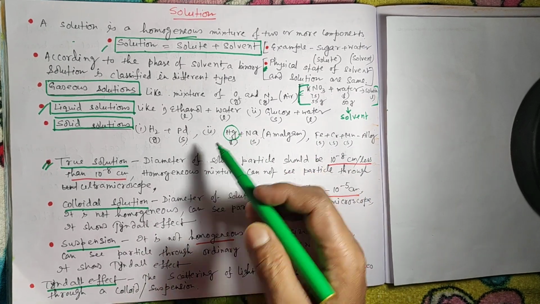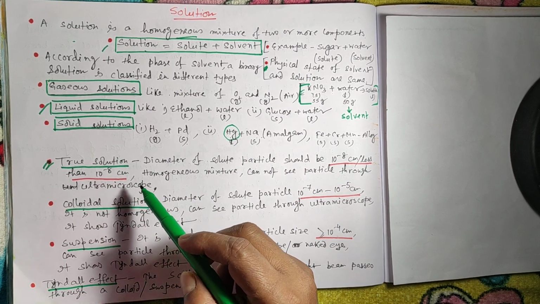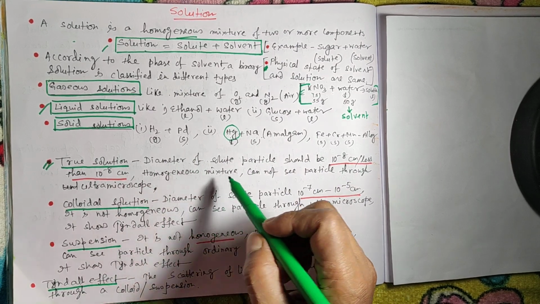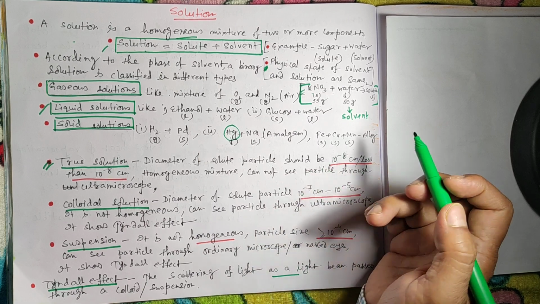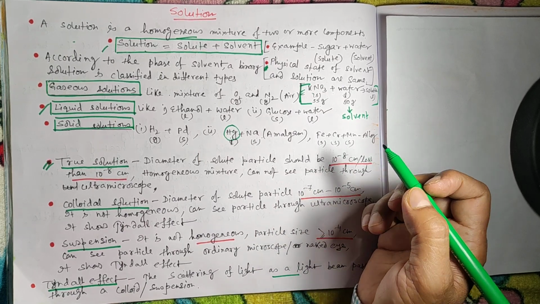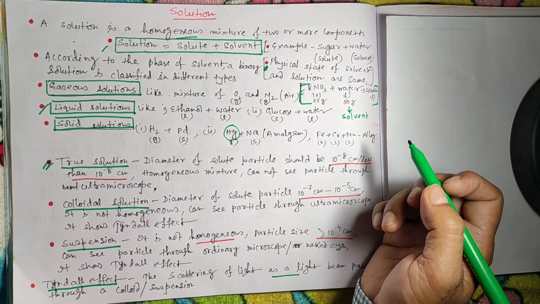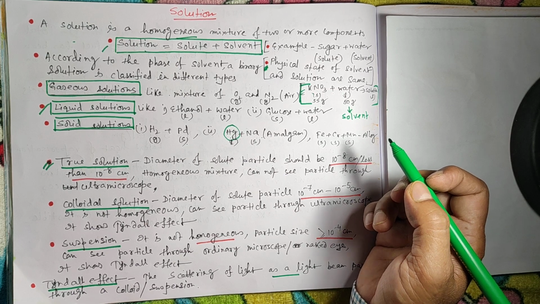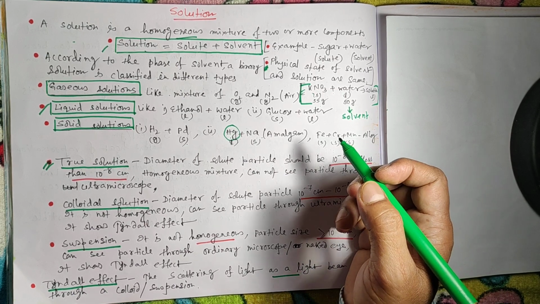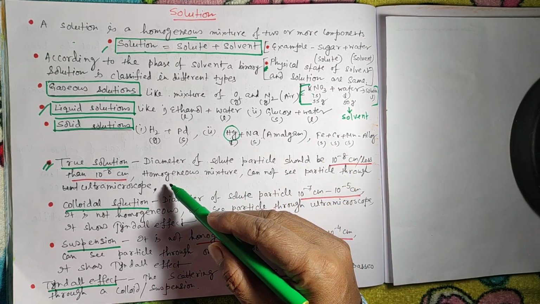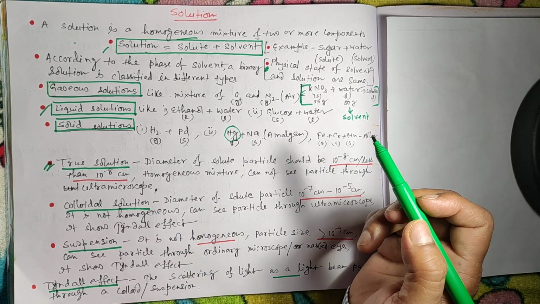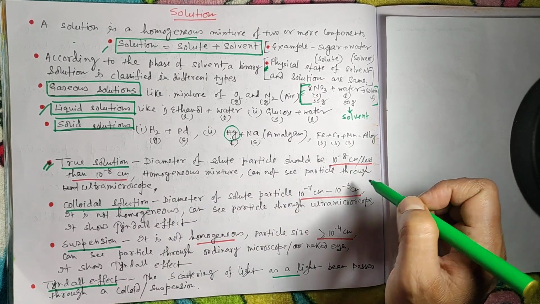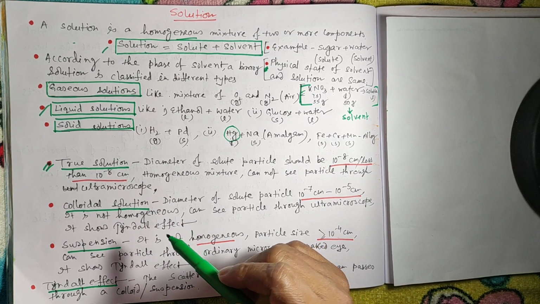Now I am going to discuss true solution. The points are: the diameter of solute particles should be 10^-8 centimeter or less than 10^-8 centimeter. That means a very tiny particle size. It is a homogeneous mixture. You cannot see the particles through an ultra microscope.